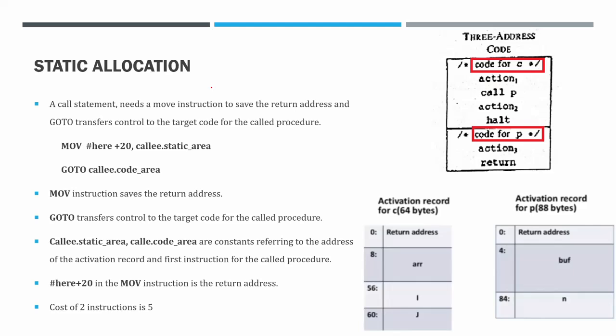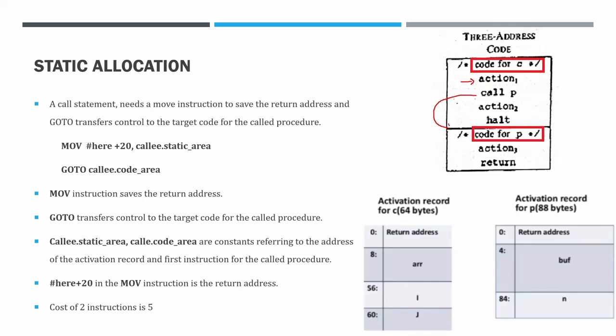And here, what we have discussed is the static allocation and stack allocation. In the static allocation, a call statement needs to move the instruction to save the return address and transfer the control to the target code for the called procedure. So here, if you take the 3 address code, this is the code for the function C. So here we have an action, and again we have a call to P.